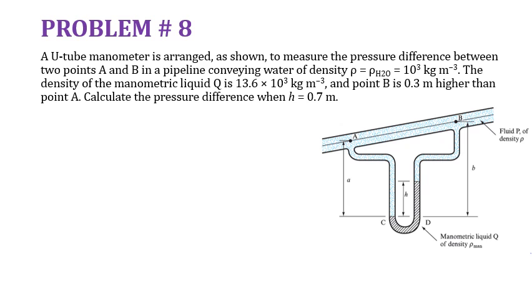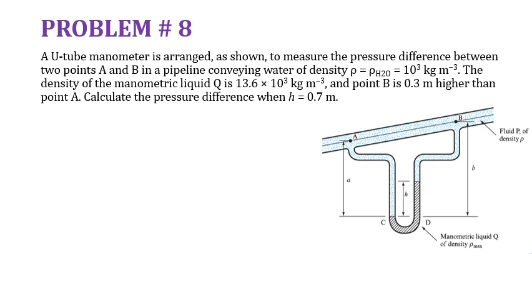A U-tube manometer is arranged as shown to measure the pressure difference between 2 points A and B in a pipeline conveying water of density 1000 kg per meter cube. The density of the manometric fluid is 13.6 into 10 to the power 3 kg per meter cube, and point B is 0.3 meter higher than point A. Calculate the pressure difference when h is 0.7 meter.